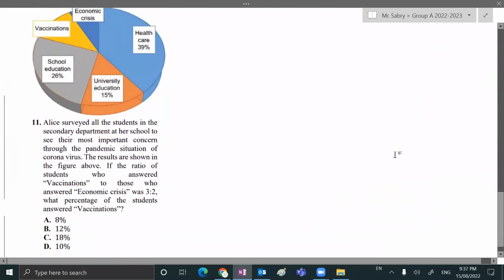Moving on to this one, you're given, again, what is called a pie graph or a circle graph. You're told the percentages of the school education, the university education, the healthcare, but you're not told the percentages of the vaccinations or the economic crisis. You were told, though, that the ratio of the vaccination to the economic crisis was 3 to 2.